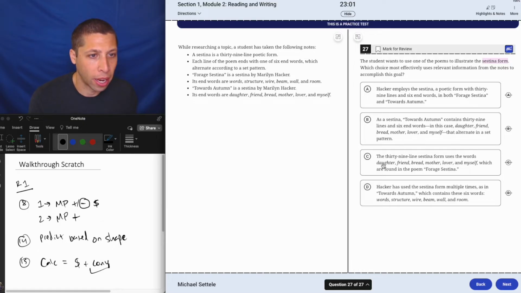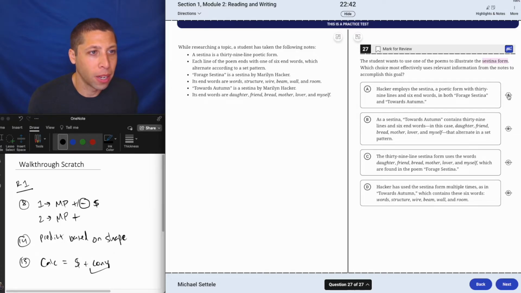And the sestina, okay. The 39-line sestina uses the words whatever and, okay. So this feels more descriptive. Hacker has used the sestina form multiple times, as in this one, which contains those 6 words.